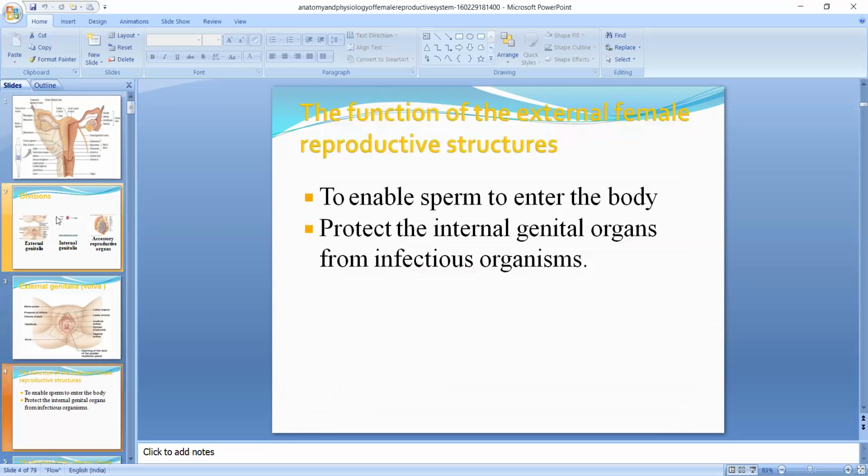What is the function of the external female reproductive system? External female reproductive structures, whatever is present in this system, facilitate the entry of sperm into the uterus, and they protect all the internal genital organs from any infection, any germs, any pathological cause.